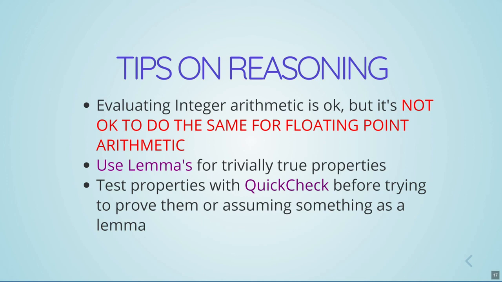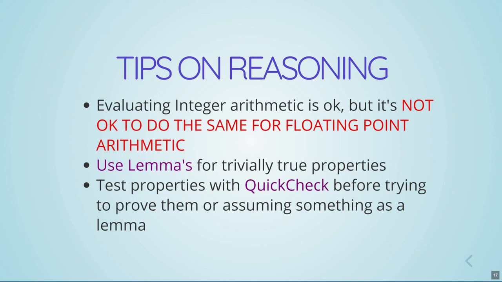Okay, so before we finish off, let's just do a little recap about what we learned today. So keep in mind, evaluating integer arithmetic is okay, but it's not okay to do the same for floating point arithmetic. Over and over again, I used integer arithmetic. I just kind of alluded to that as being some sort of equation that we could plug in, just knowing that in math something plus 0 is equal to that same thing, right? We can't do the same with floating point arithmetic because of floating point error. So keep that in mind.